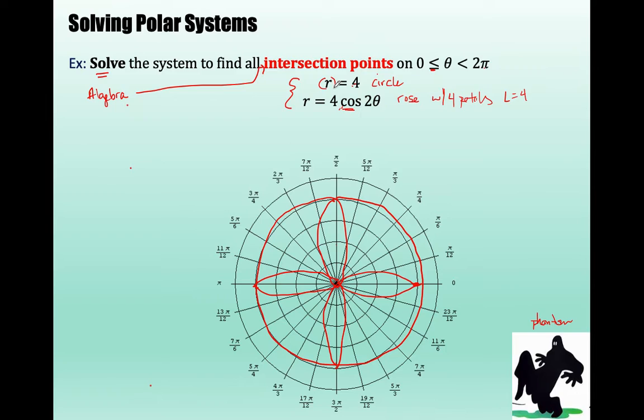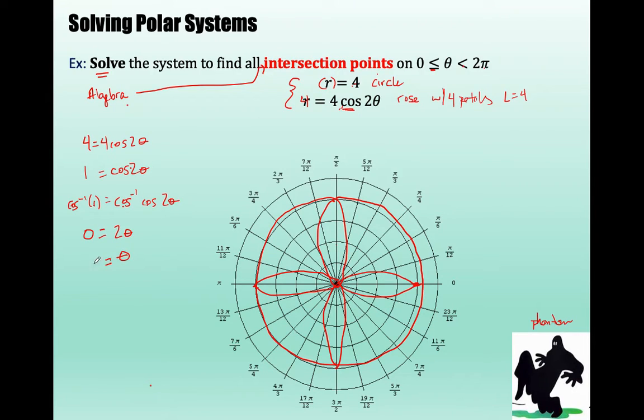Simultaneously solve. I think I'll solve this by substitution. If r is 4, I think I will put 4 here and solve for theta. Inverse cosine both sides. I'll write this once, but that's about it. So who has a cosine of 1 on this interval? That is 0. And the inverse cosine of cosine 2 theta is just 2 theta.